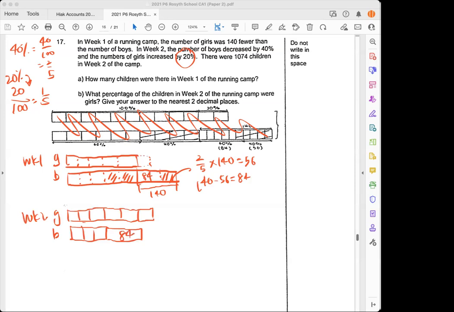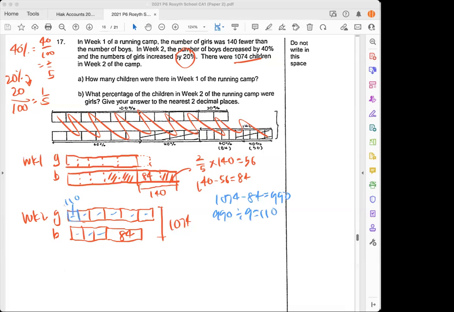The question says that there were 1074 children in week 2. So this must be 1074. So from this model, you can see that if I use 1074 minus 84, I will have 1, 2, 3, 4, 5, 6, 7, 8, 9 units. 1074 minus 84, I get 990. So 990 divided by 9, I get 1 unit. I get 110. So each of these is 110. Now let's answer the question.